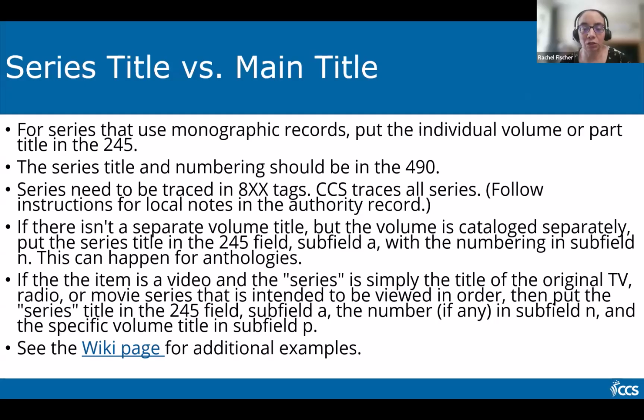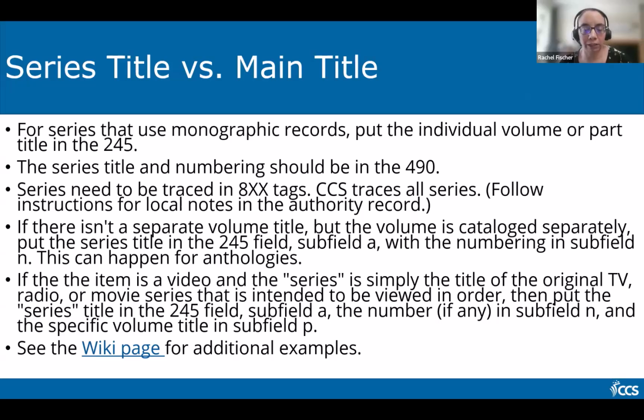For many series that use monograph records, there is a title for an individual volume or part. So it's important to put that part of the title in the 245, but the series title in the 490. The series title does need to be traced in the 8XX tag, which is usually 800 or 830.